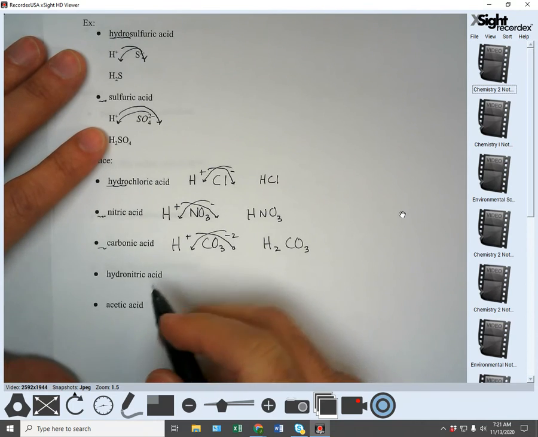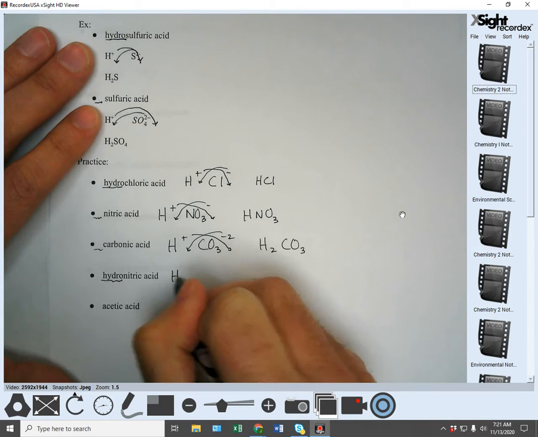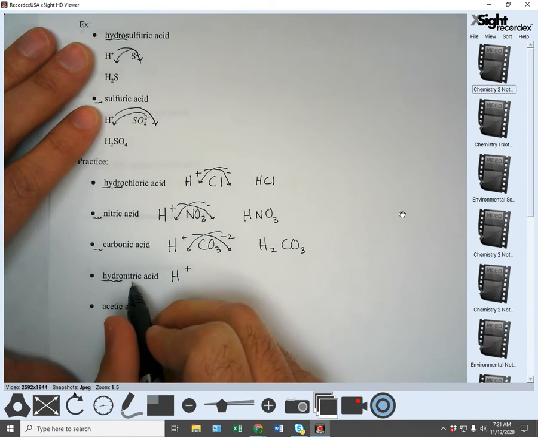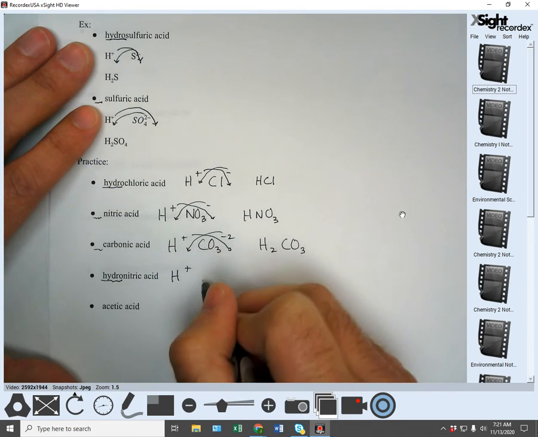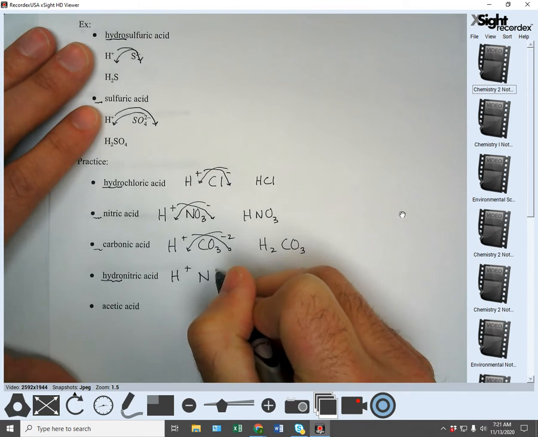Hydronitric acid. So it's got the hydro, right? So that's anion monatomic. So nitric would be from nitrogen. I look on the periodic table, nitrogen is a -3.